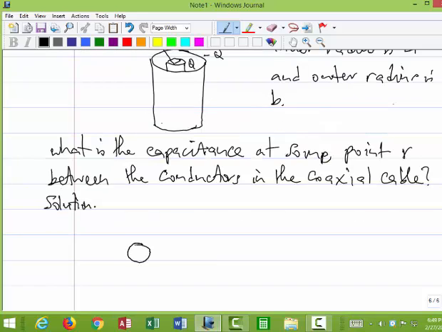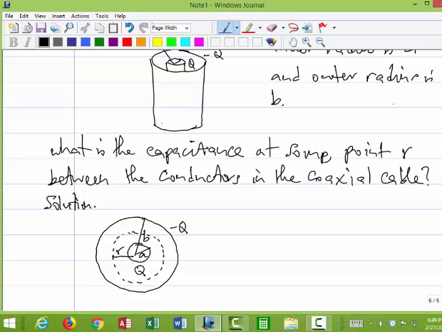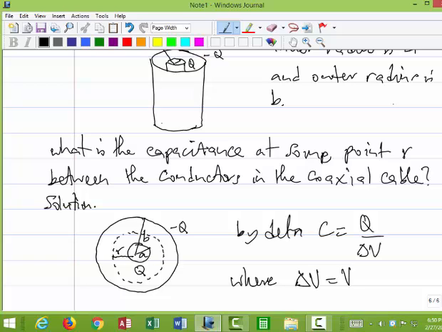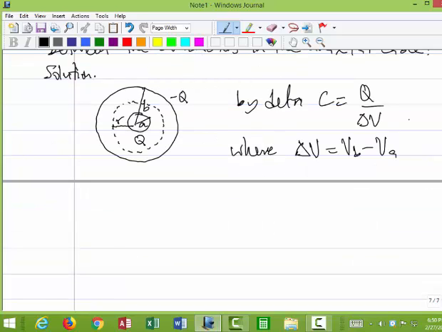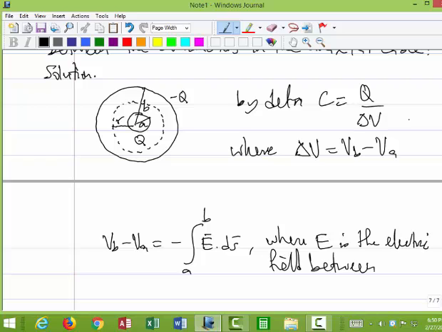So if you look at it from the top, you will see that this is A, and then this will be B. So this is the outer sheet, which is minus Q, and the inner one is Q. And so we can take a certain point in here at a distance R. So we are interested in the capacitance in between those two plates at the distance R. We know that by definition, capacitance is Q over delta V, where we can say the potential difference delta V is VB minus VA, and VB minus VA is equal to minus the integral from A to B of E dot ds, where E is the electric field between the plates.